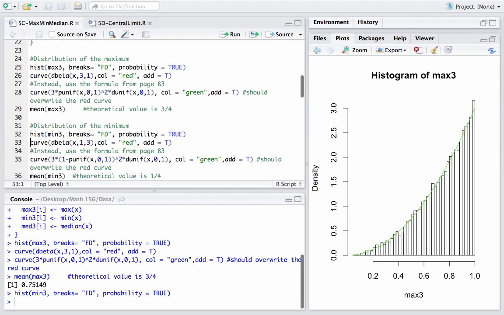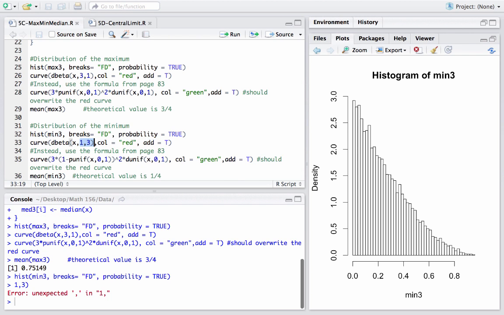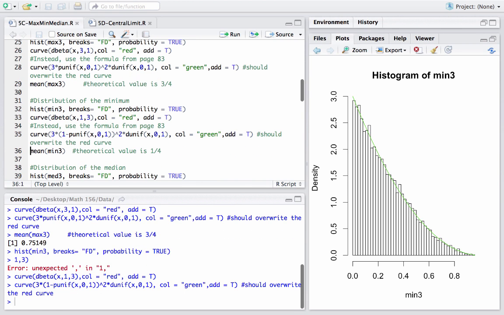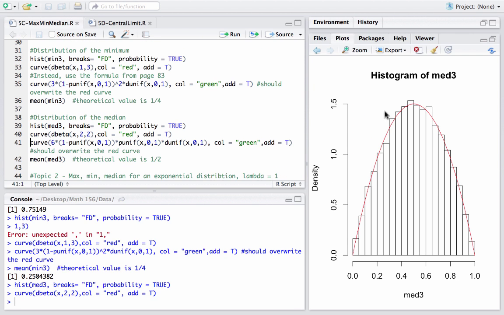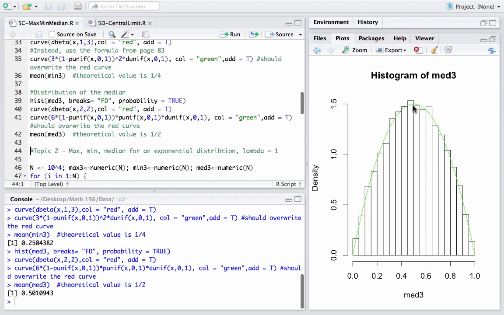Now let's do the minimum. And again, these parameters are determined by the sample size and which statistic we're interested in. There's the curve. We can overwrite it with the explicit formula and take the mean. And here we have, see, very close to 1/4. Again, that makes nice intuitive sense. The median is a sort of different shape, but again, it's clustered right around what we expect, and the histogram and the curves all nicely agree with each other, and the mean is right around 0.5.